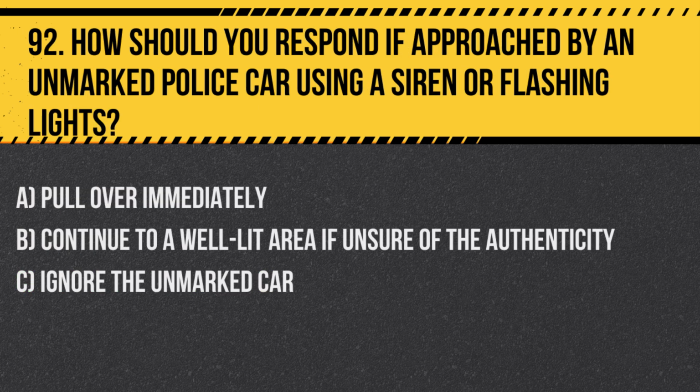Question 92. How should you respond if approached by an unmarked police car using a siren or flashing lights? A. Pull over immediately. B. Continue to a well-lit area if unsure of the authenticity. C. Ignore the unmarked car. Answer. B. Continue to a well-lit area if unsure of the authenticity. This precaution is recommended for personal safety if the authenticity of the police vehicle is in question.